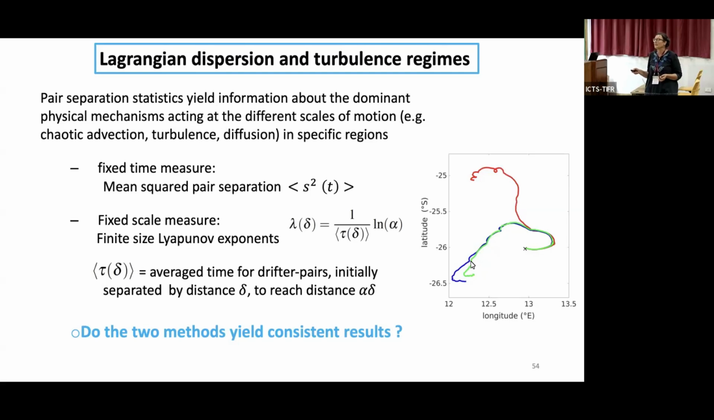What you can also use is finite size Lyapunov exponents. The mean squared pair separation is a fixed time measure, and the finite size Lyapunov exponent is a fixed scale measure. Here tau of delta is the averaged time for drifter pairs initially separated by distance delta to reach a distance alpha delta. And then you can diagnose this FSLE coefficient.